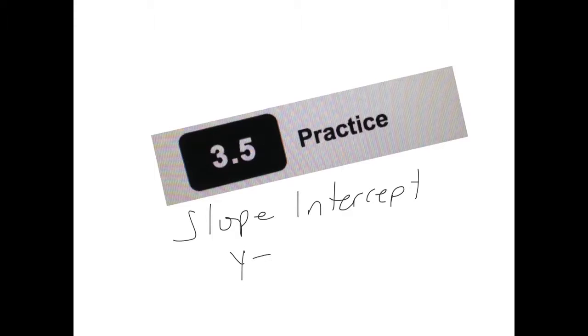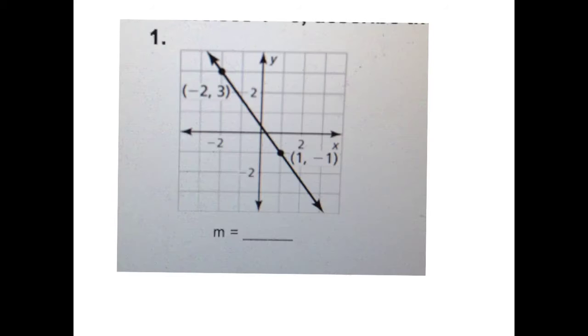Our slope-intercept form was y equals mx plus b. Alright, we first started by just counting slope. We always said you start at the left point and you count to the right. And you always rise first, which means you're going up or down, and you always run to the right, and you run second. So we're at the left point.